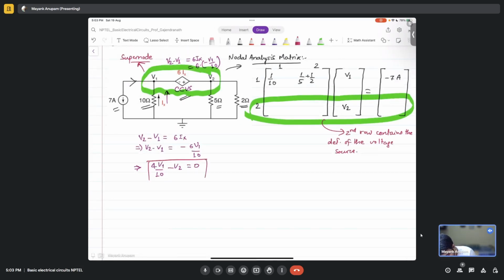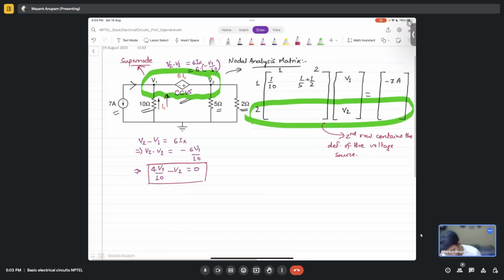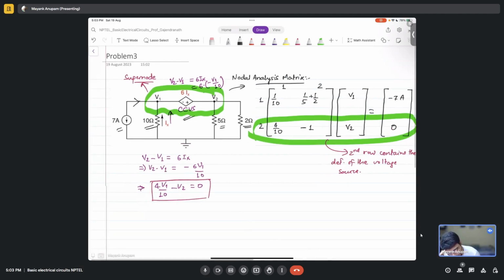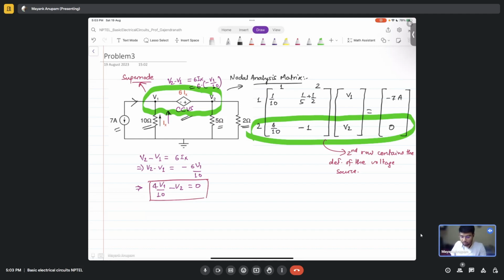We have this, right? So simply fill this entry here. So it's 4 by 10 times V1, minus 1 into V2 is equal to 0, right? So this concludes the matrix formulation. The nodal analysis matrix for this particular network is the one that is shown on the right. Okay, so this is the nodal analysis matrix.